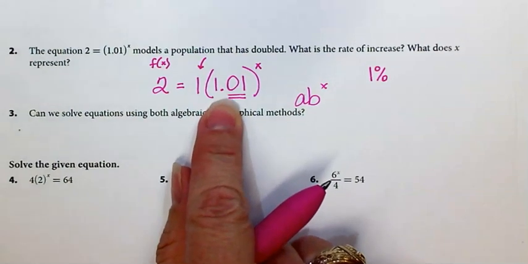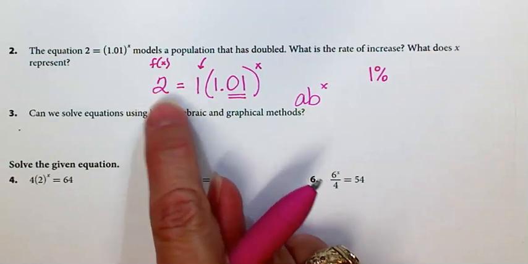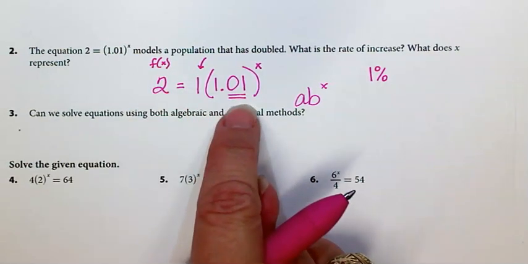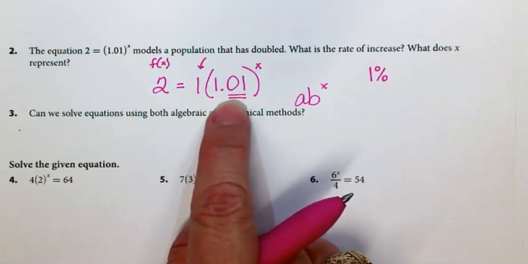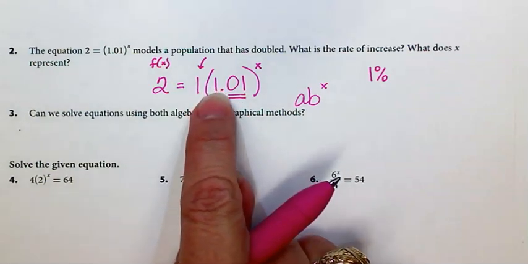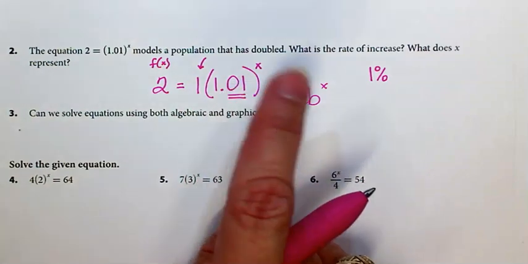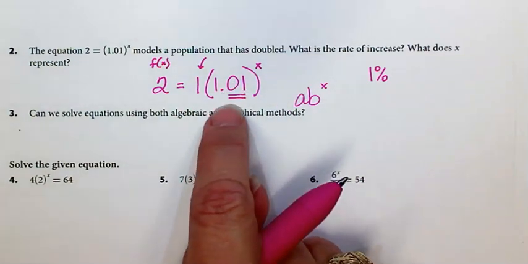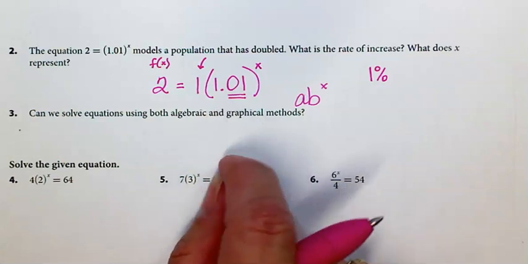If here, let's say that the population was falling instead, maybe it's going to wind up being half over here instead of doubling. If it was decreasing by 1%, then in here it would be 0.99, okay? So basically, if it's increasing by 1%, it's 1 plus 0.01. If it's decreasing by 1%, it would be 1 minus 0.01. Hope you get that.